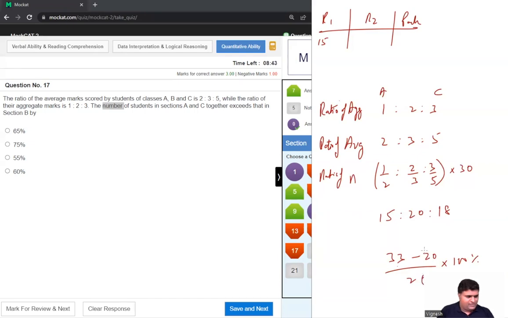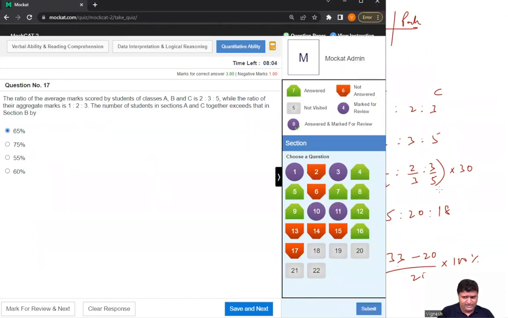Let us say we have done this. What we have done? 15 by 18 is how much? 83%. We don't find it. If you don't find that, you once again go back and check. A and C together, 15, 18, 33, correct. My mistake was I took section B's wrong value; B is the middle one. That was the mistake, and you can always fix it. So take your time. Don't hurry. 33 minus 20 is 13 by 20 into 100%. That comes to 65%. That's what you're getting.